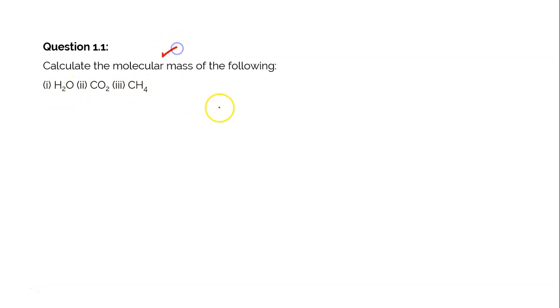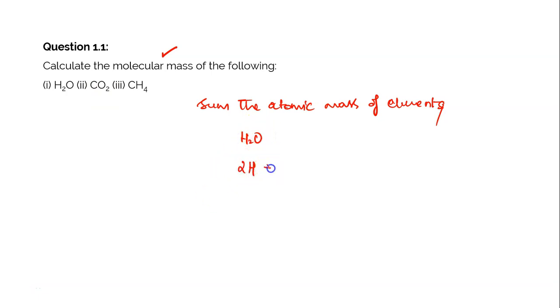As you all know, molecular mass of any given molecule can be calculated by summing the atomic masses of all the elements given in the particular molecule. Say for example, I'm talking about H2O. In case of H2O, I'm having 2 hydrogens and 1 oxygen. So I just need to sum up the atomic mass of 2 hydrogens and 1 oxygen atom.